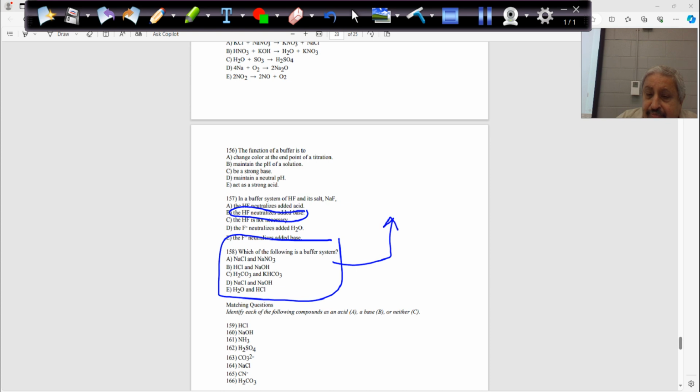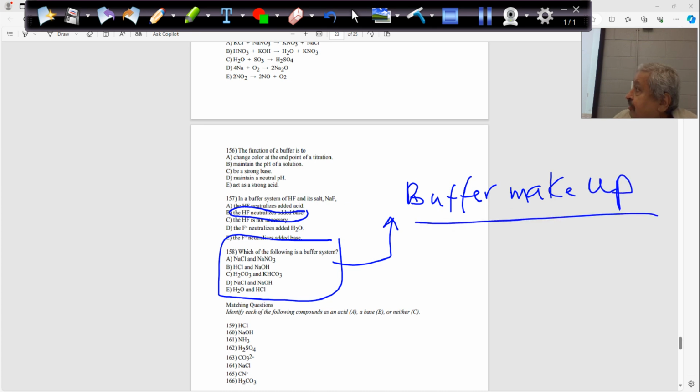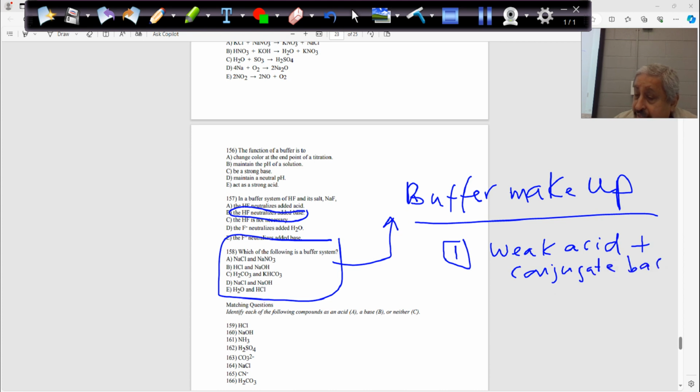What is a buffer? Oh, the buffer makeup. You want to produce a buffer, make a buffer inside the lab. So you have two choices. One, you have to add a weak acid plus its conjugate base.